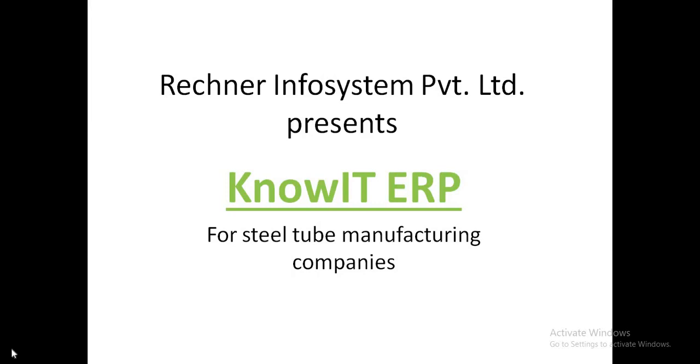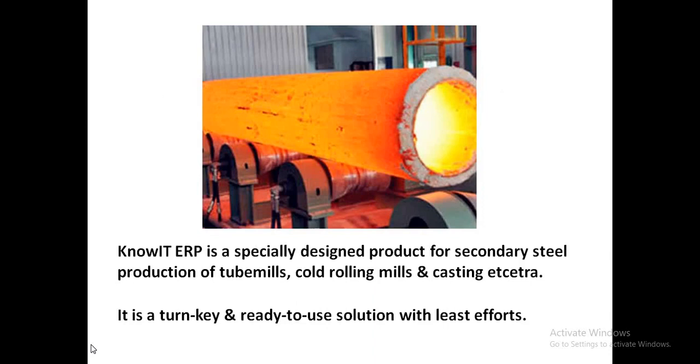So before we start the demo of the software, I would like to draw your attention to certain facts that are related to KnowIt ERP. KnowIt ERP is a specially designed product for secondary steel production of tube mills, cold rolling mills, and casting, etc. It is a turnkey and ready-to-use solution with least efforts.